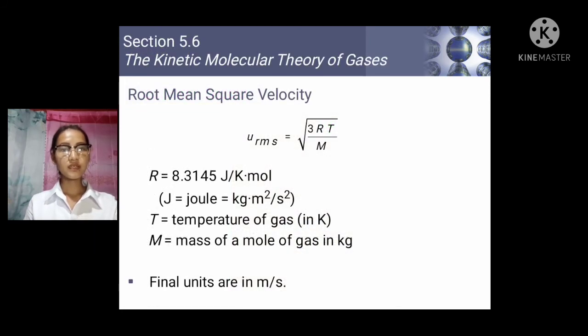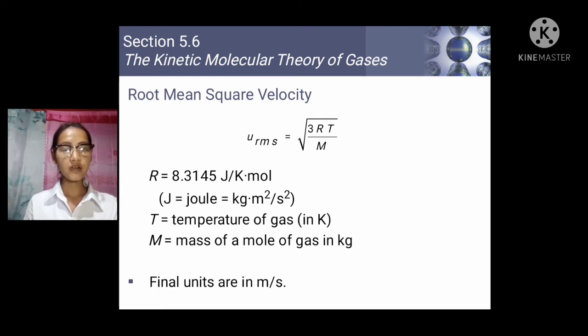So next is root mean square velocity. This is the equation, and the final units are meter per second. So this is V. V stands for velocity. R is for root, M for mean, S for square. It is equal to the square root of 3RT over M.